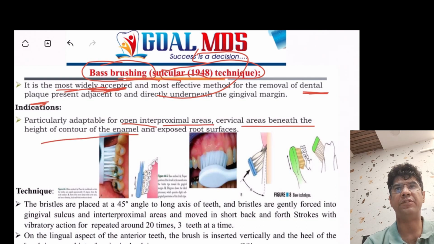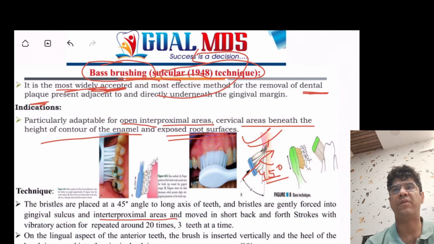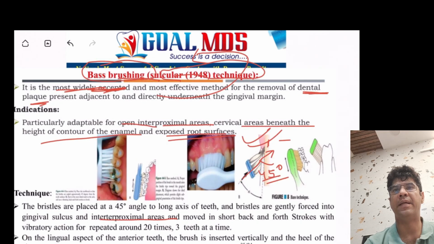It is used for patients with open interproximal areas, cervical areas beneath the height of contour of the enamel, and exposed root surfaces. Here the bristles are placed at 45 degrees to the long axis of the tooth. They are generally forced into the gingival sulcus and interproximal areas, and moved in a short back and forth motion. The strokes with vibratory action are done around 20 times, 3 times a day.